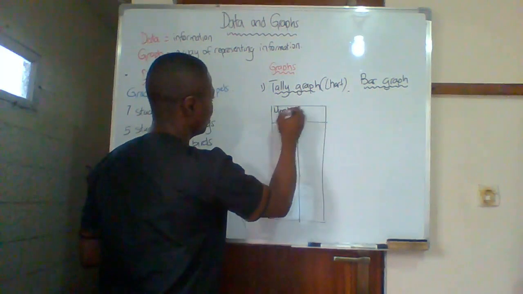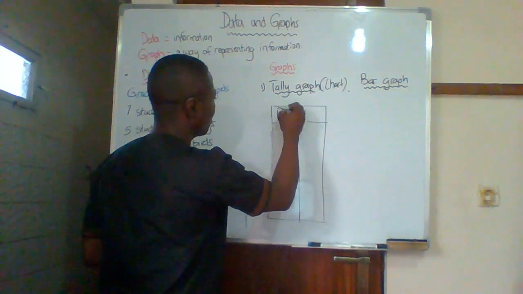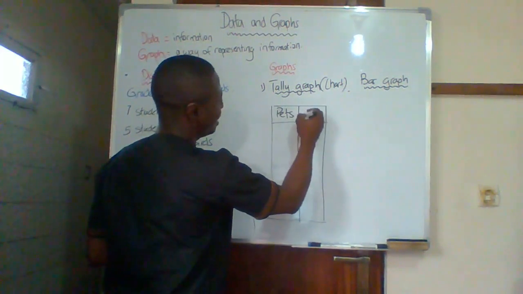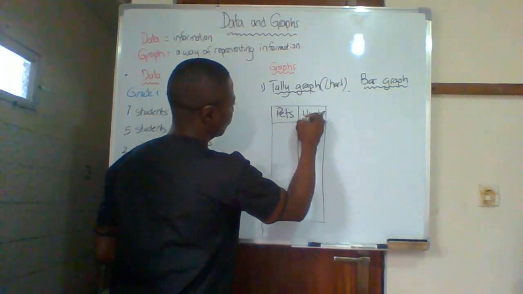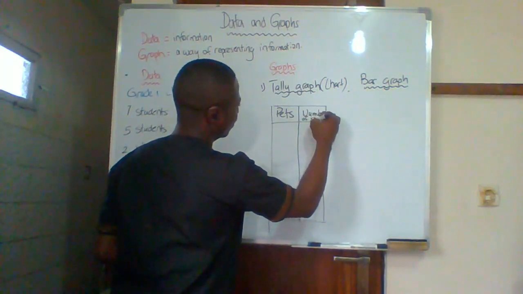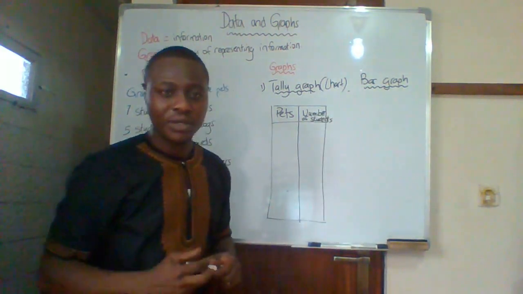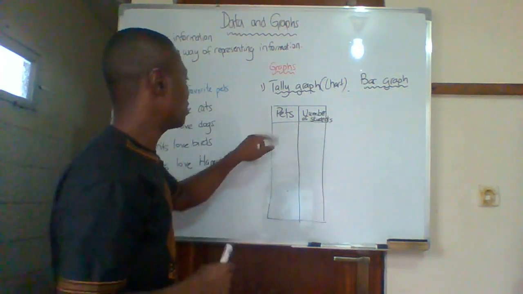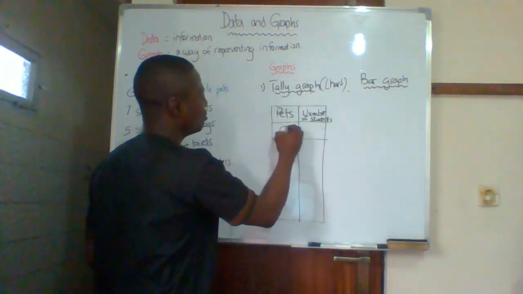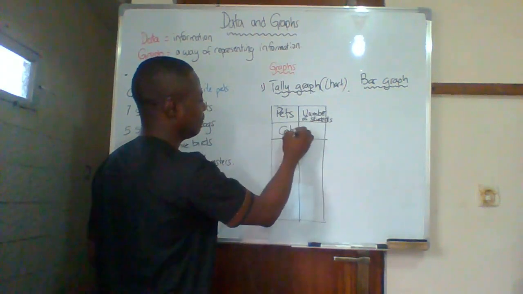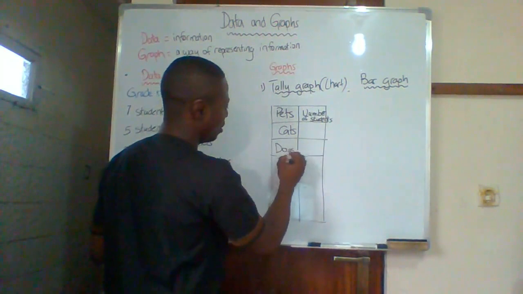Now I'm going to put the pets first. I put the pets and here, number of students. So I have students here and their pets here. The first type of pets we have in the class that students love in grade 1 are cats. Then there are dogs.